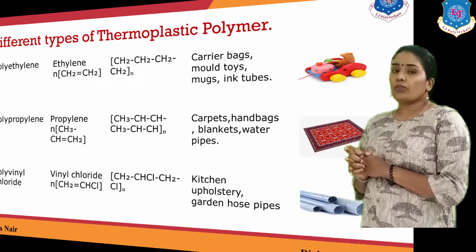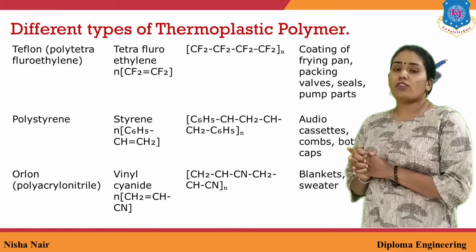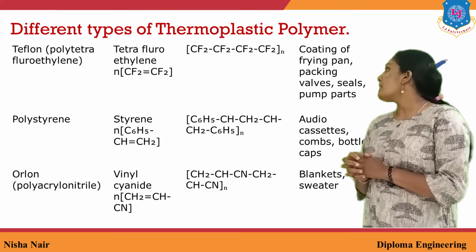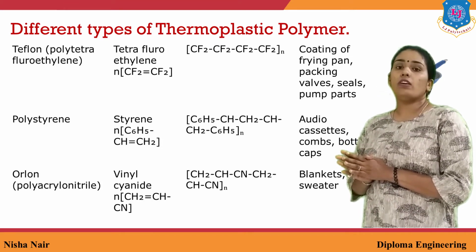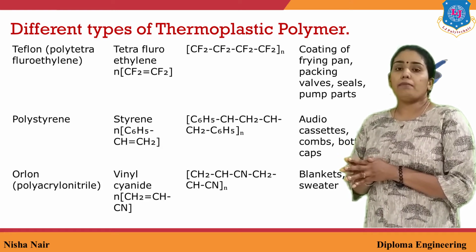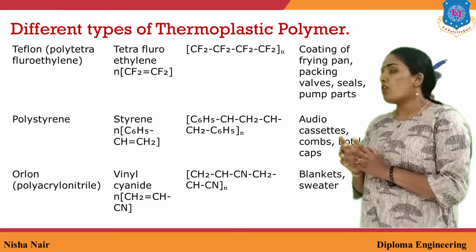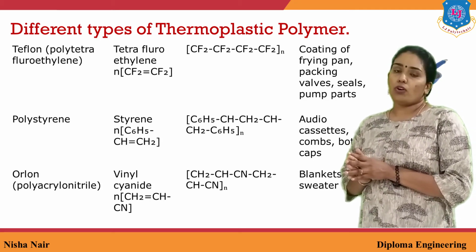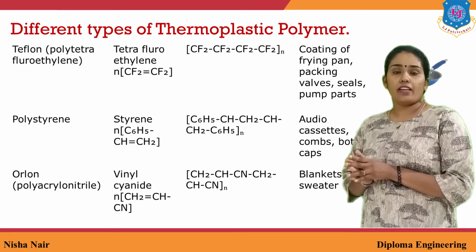Now fourth you can see Teflon, which is made from the tetrafluoroethylene molecule, CF2=CF2. It is mainly used to make the coating in frying pans. We claim that they are non-sticky pans, and that non-stickiness is coming from this molecule called Teflon, and it is mainly used in frying pans.